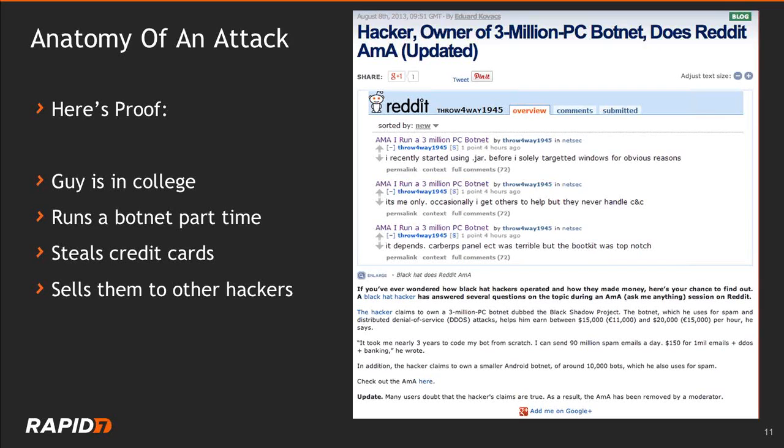So here's proof. There was an Ask Me Anything that happened on Reddit earlier last year where an owner of a botnet, who claimed he had a 3 million node botnet, did an Ask Me Anything thread on Reddit where he answered questions from the public and the crowd. After several hours of very colorful question asking, he basically admitted that he's a college student and he runs this botnet part-time. He's in a very technical program at a college in Germany. He declined to give out any more information because he didn't want to give himself away.